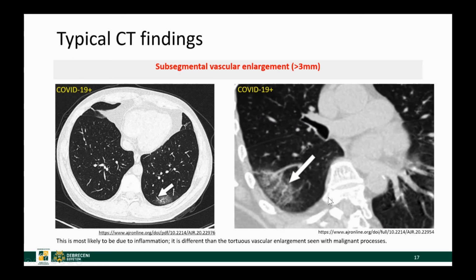Subsegmental vascular enlargement, I have only read about this in 3 different articles in regards to COVID-19 pneumonia, and it's described as a subsegmental vascular enlargement larger than 3 millimeters in or in the vicinity of the ground glass opacity, and it is different than the tortuous vascular enlargement that you might see in malignant type of ground glass opacities.